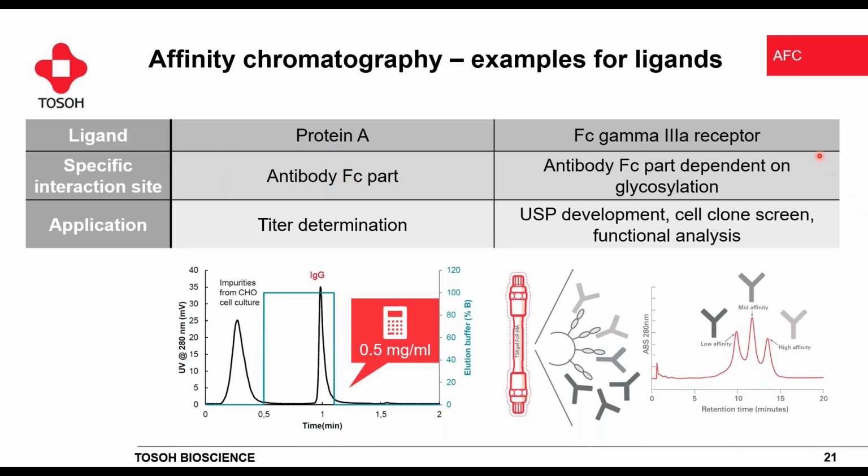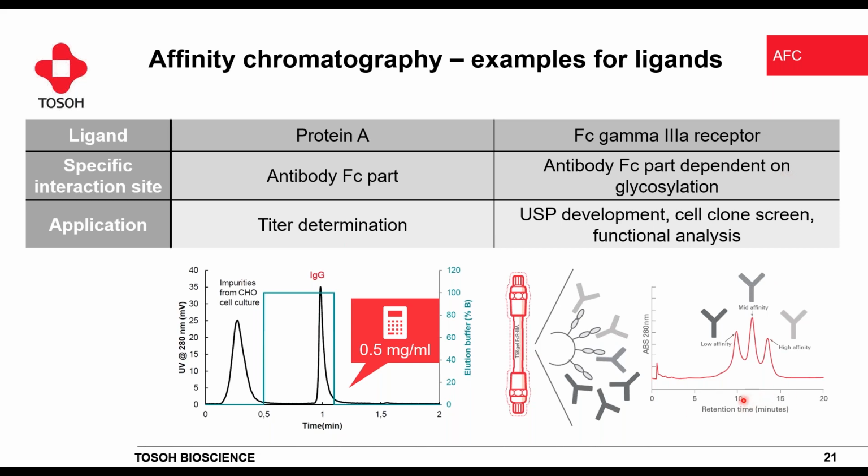But another ligand that is maybe not that well known, I would say, is the Fc gamma 3A receptor. We have a column that uses this one. Fc gamma 3A interacts specifically with the Fc part of an antibody depending on the glycosylation pattern of this antibody. So this Fc gamma 3A column is often used for upstream processing development or cell clone screening and functional analysis. So the higher the affinity, the higher the retention time of your sample.